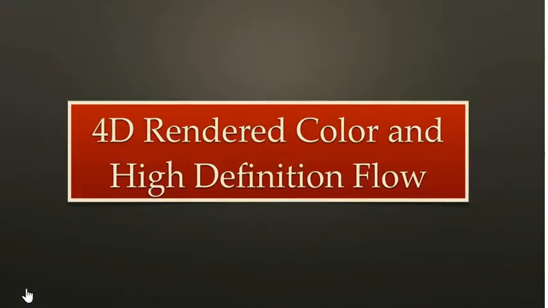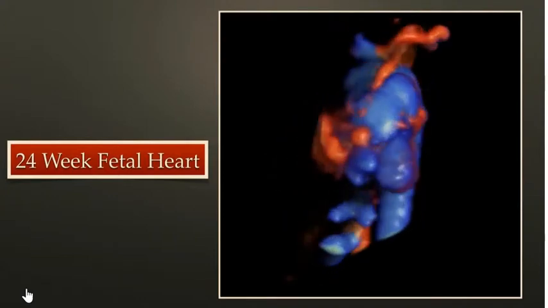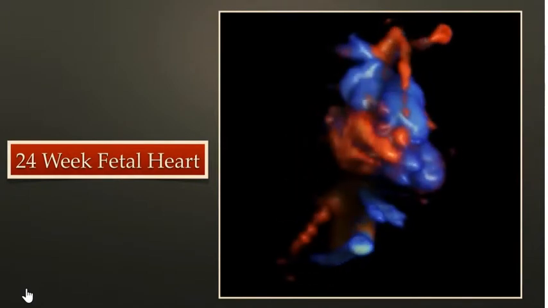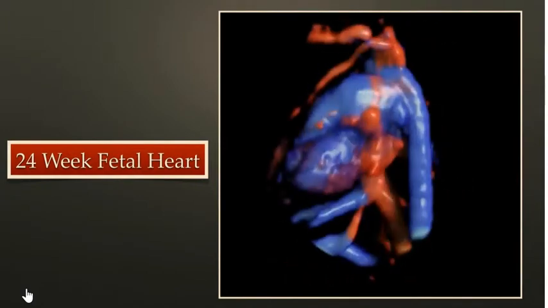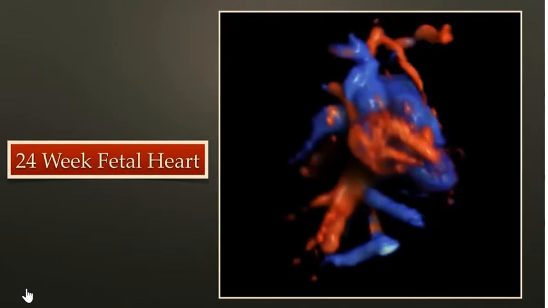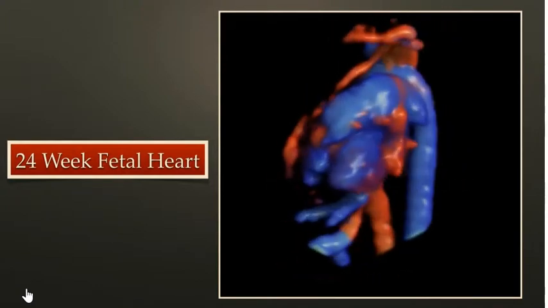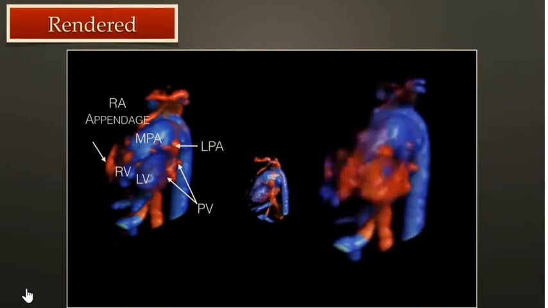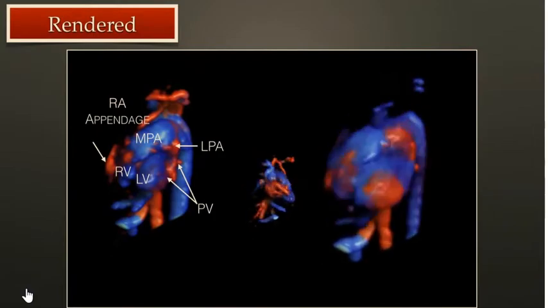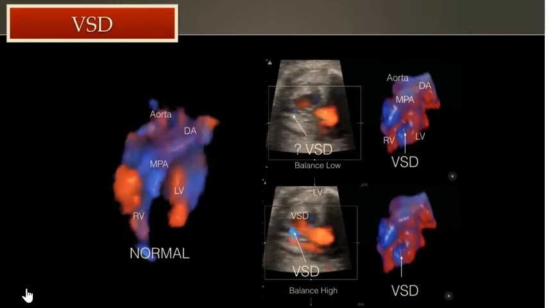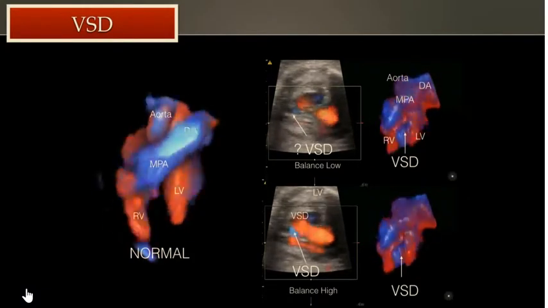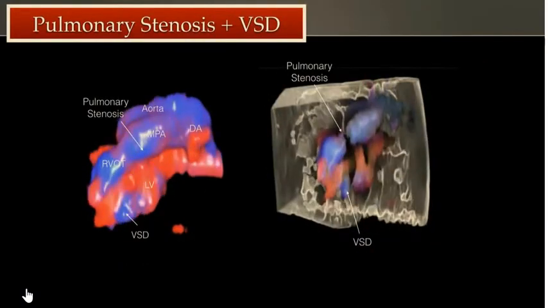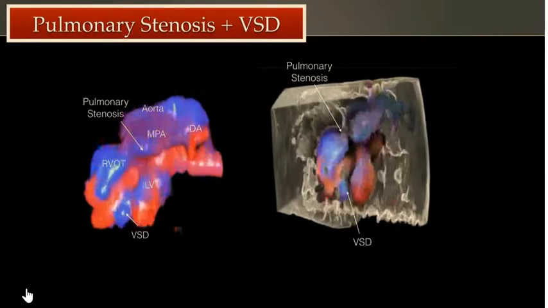Finally, what about rendered color and high-definition flow? This is an example of a rendered fetal heart at 24 weeks, created with a STIC acquisition. Notice the details of the vessels, atria, and ventricles. Here is the labeled anatomy of the same fetus. This demonstrates a rendered heart illustrating a ventricular septal defect. This is a rendered heart demonstrating a VSD and pulmonary stenosis.